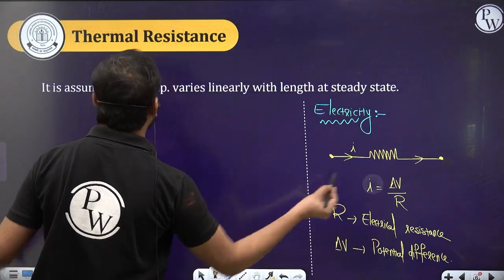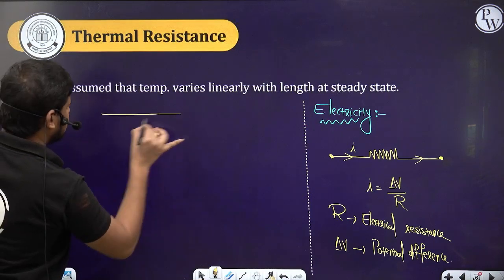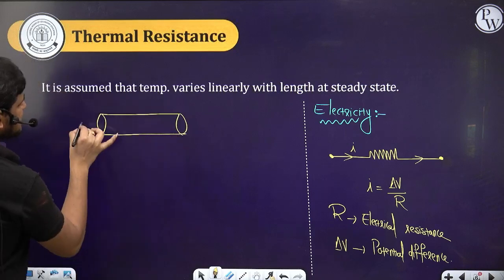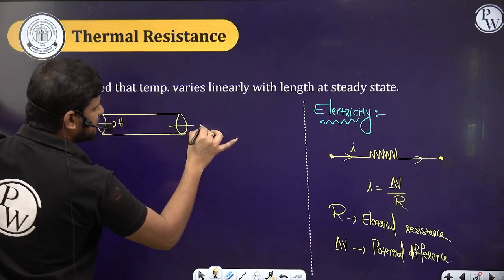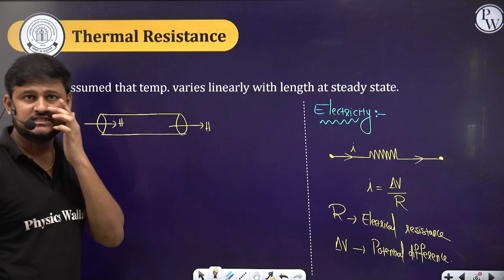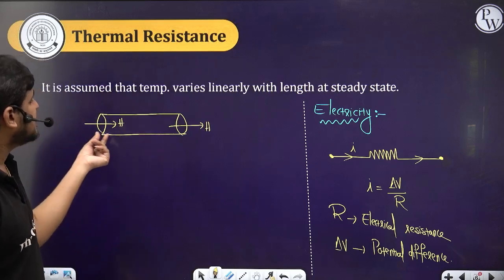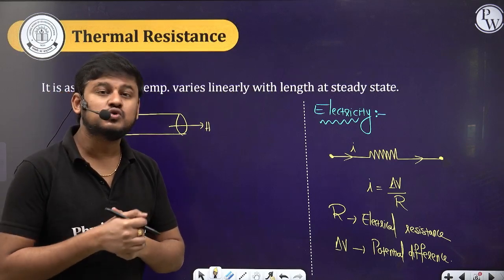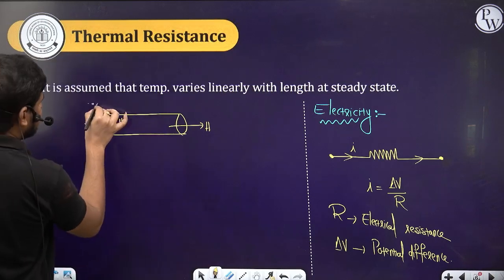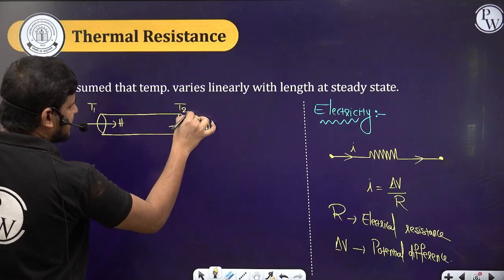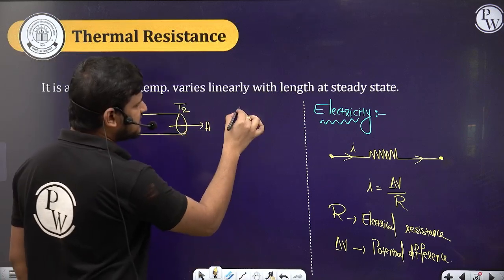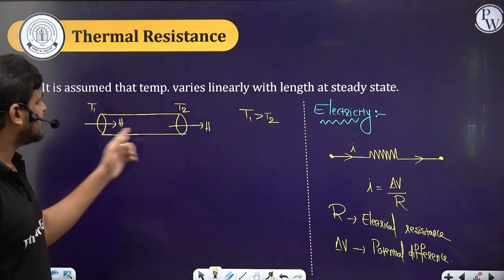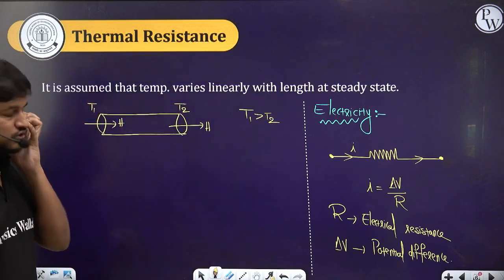Where we have a metal conductor, the heat current flows, as we just studied. Why does the heat current flow? Due to the temperature difference. Here the temperature is T1, and here the temperature is T2, and T1 is greater than T2; only then does the heat current flow. So what is that heat current?